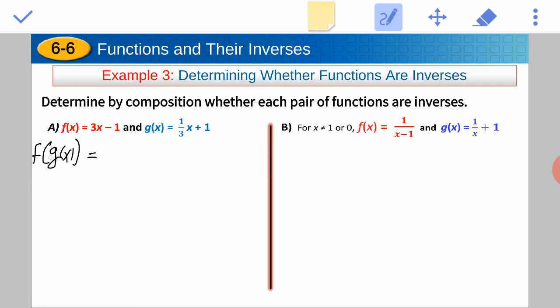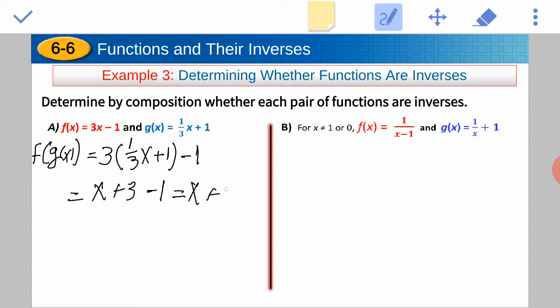So whenever we meet any x in f of x, we replace this x with g of x. So I start with 3x, so I'm gonna replace this x with g of x, 1/3 x plus 1. Remember, we have minus 1 outside. Simplify this. 3 times 1/3 x, it's x. 3 times plus 1, it's a plus 3. And we still have minus 1 outside. To simplify that, it gives you x plus 2.